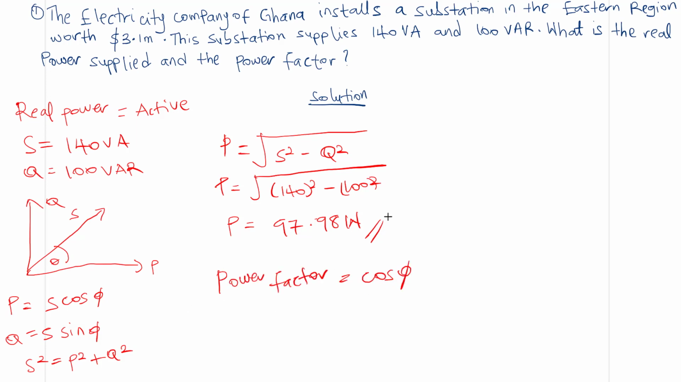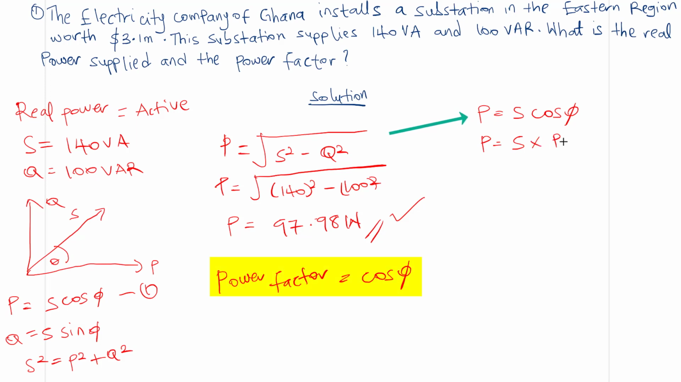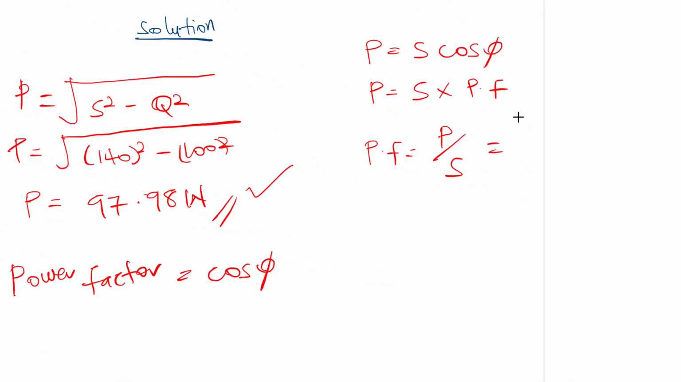We are also asked to find the power factor, and power factor is equal to cos phi. Now we know our active power or real power, and from this equation it is the same as S times the power factor, because from here we said that cos phi is power factor, so we can replace cos phi with power factor over here. So power factor should be equal to P, the real power or active power, out of the apparent power. We have our active power or real power to be 97.98, and we have our apparent power to be 140. Therefore, power factor will be equal to 0.699.